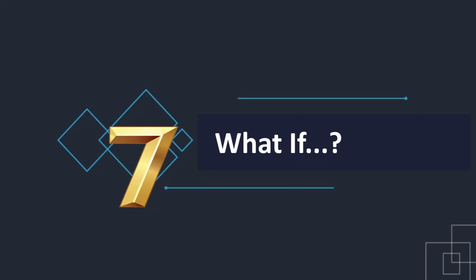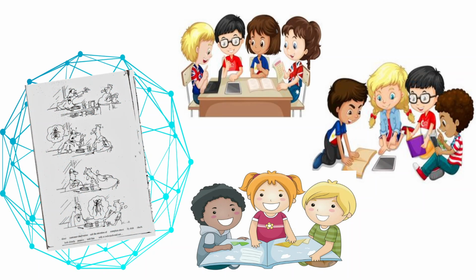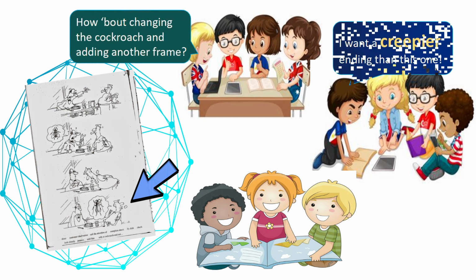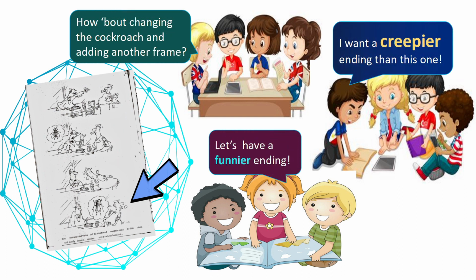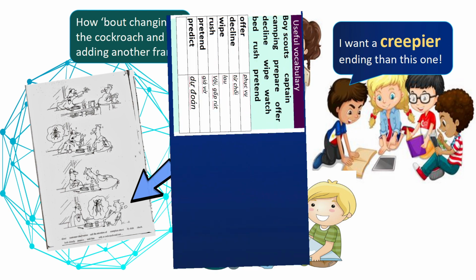For this variation, similar to predicting the ending, students work together to think of another ending, different from the original one in the comics. It's amazing how students can come up with endings that vary in tone and emotion. The possibilities for endings are endless.